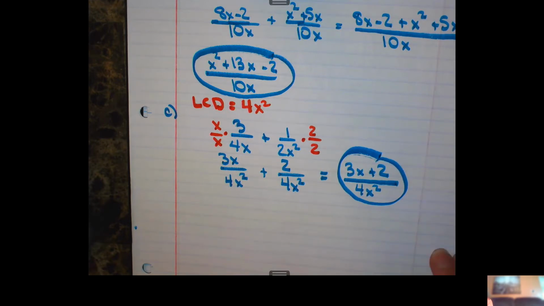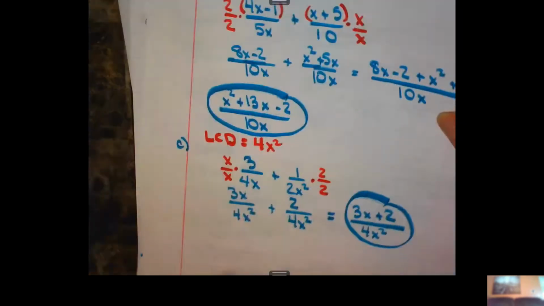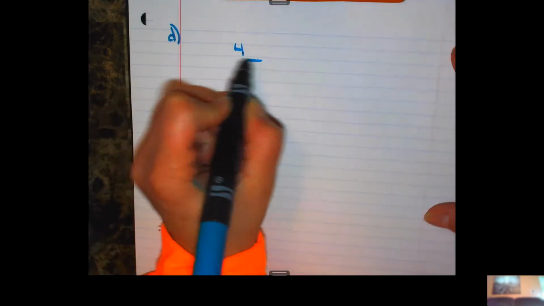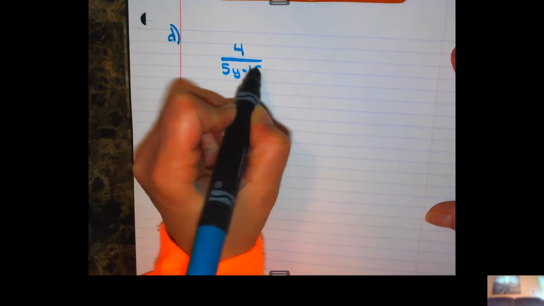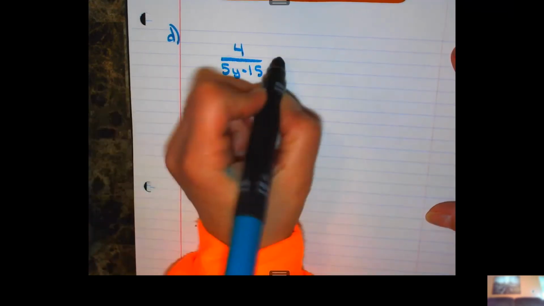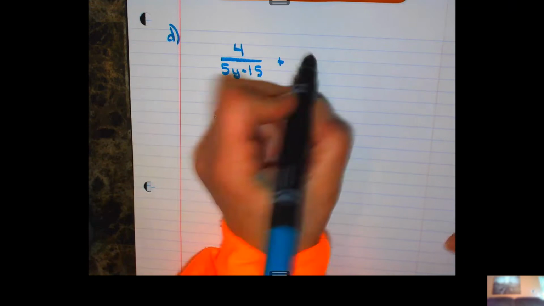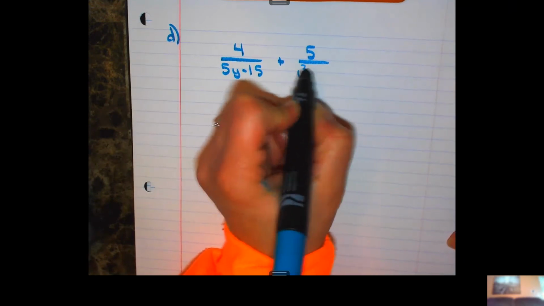All right, next one a little more complicated. I'm going to take this off and go to example D. This is now where we're going to have binomials underneath. So if you look at the examples we've done previously, we just had monomials, one term in the denominator. Now we're going to have 2. So for this example, can you leave a little bit of room above it and to the side? Can you write 4 over 5y minus 15? And then plus, next to that, 5 over y squared minus 9.